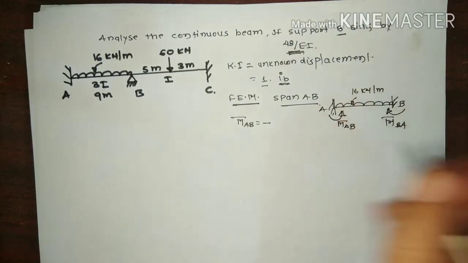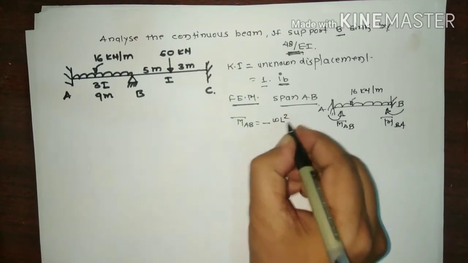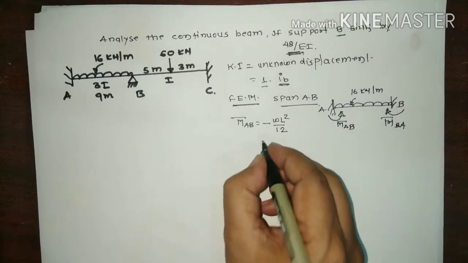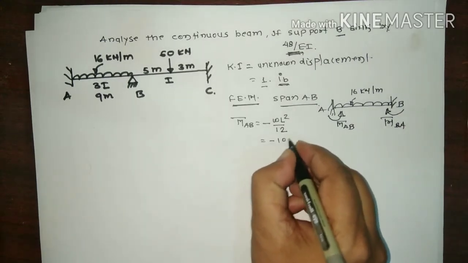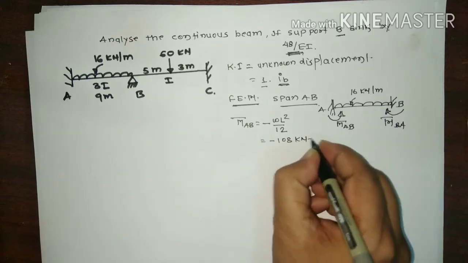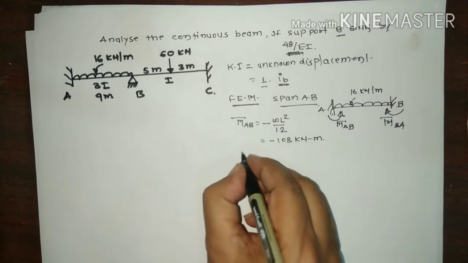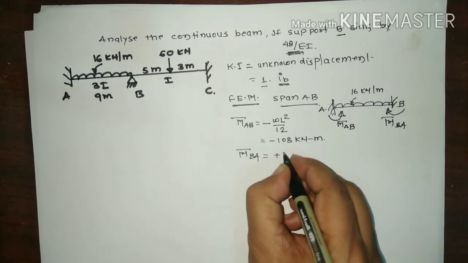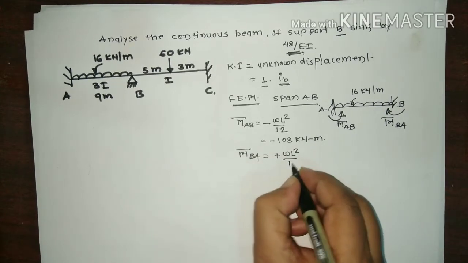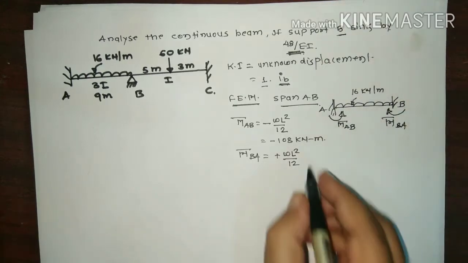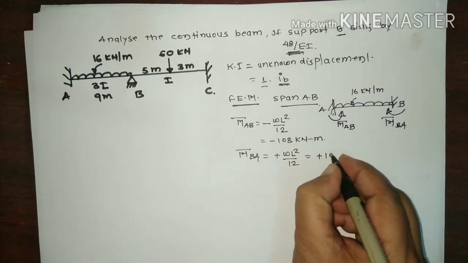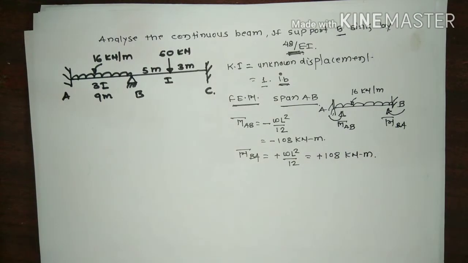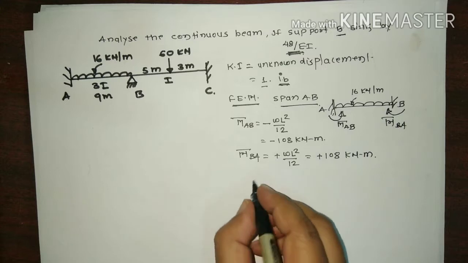So M bar AB is anti-clockwise, so minus for this loading. From the fixed beam chapter, the formula is WL square by 12. So this becomes minus 108 kilonewton meter. Now M bar BA is plus WL square by 12 because this is clockwise, so it is plus 108 kilonewton meter. Then take the span BC.